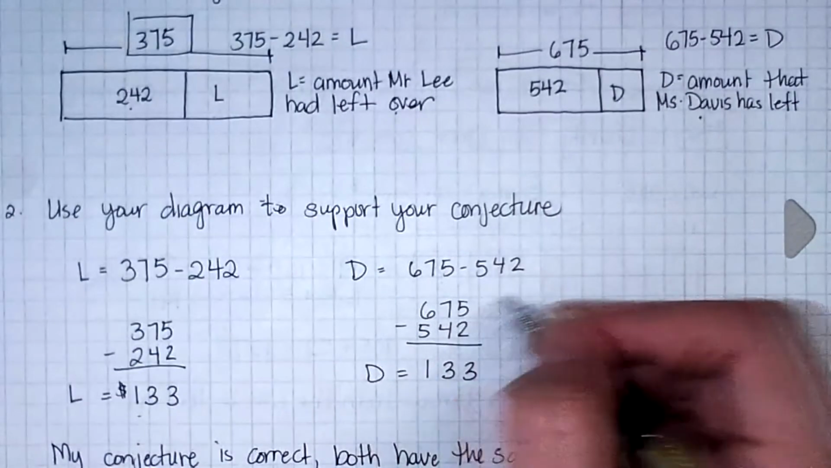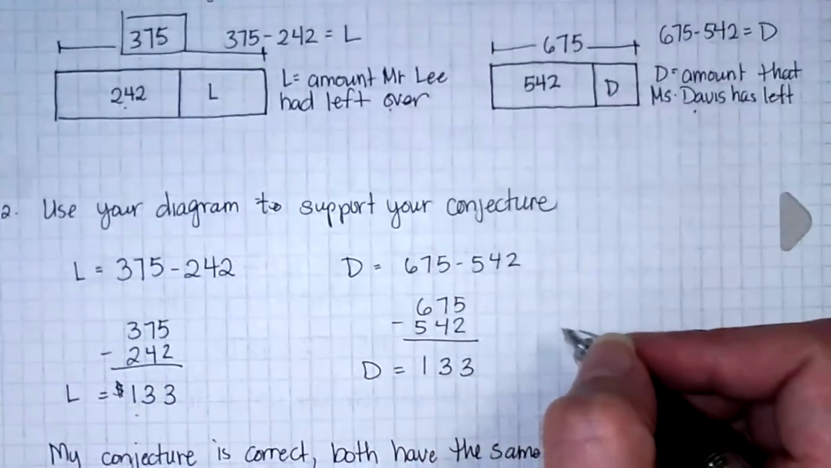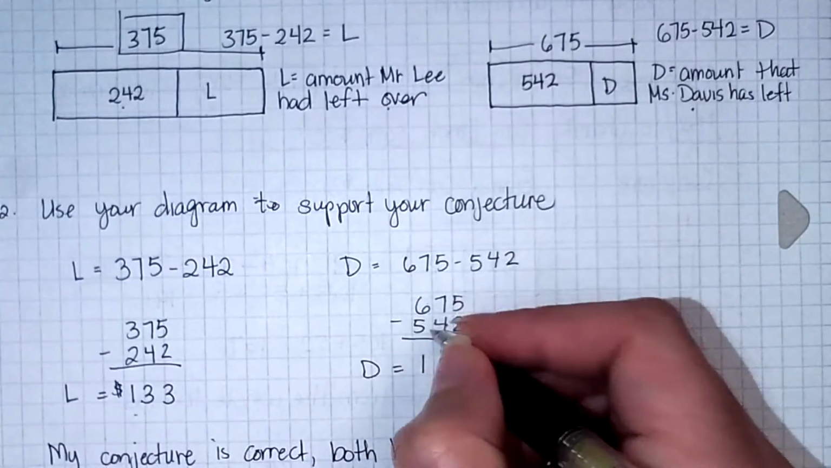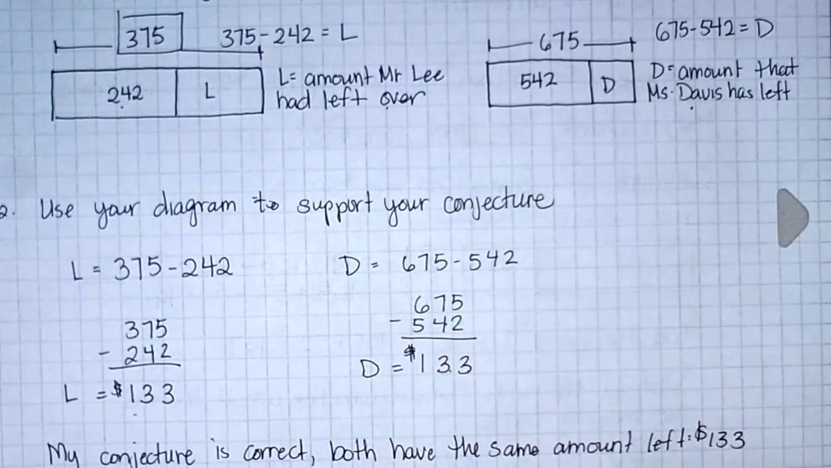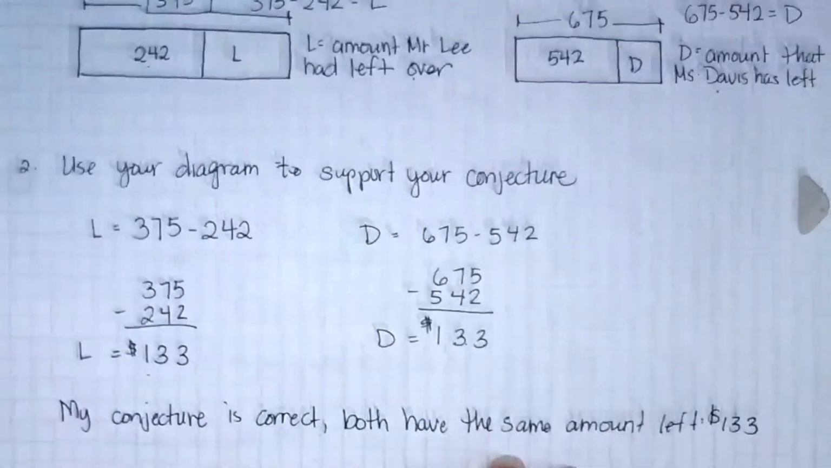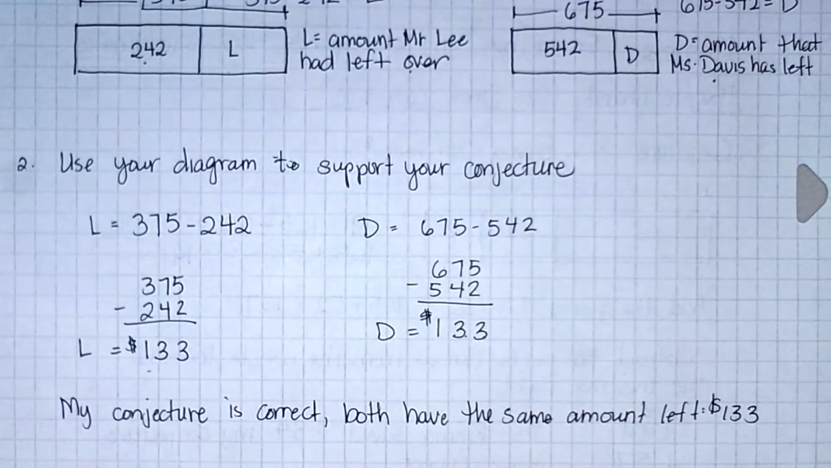For Ms. Davis, 675 minus 542. 5 minus 2 is 3, 7 minus 4 is 3, 6 minus 5 is 1. She also has $133 left over. So my conjecture is correct. Both have the same amount left, which is $133 left in their bank accounts.